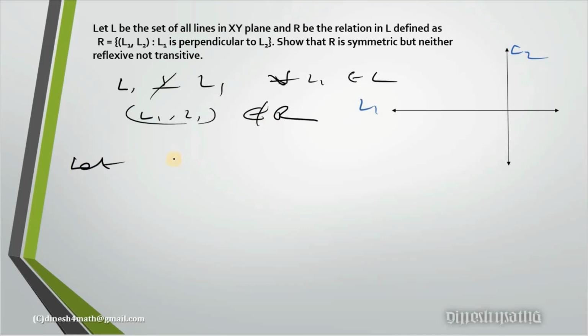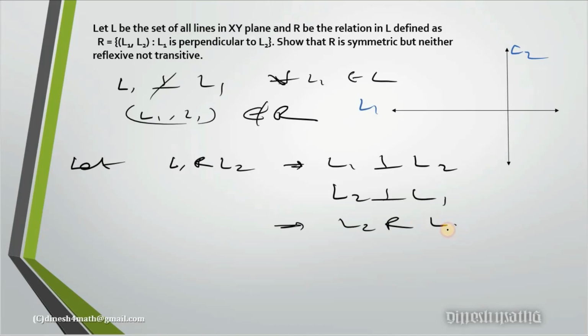Now let L1 be related to L2. So this means L1 is perpendicular to L2. Clearly L2 is perpendicular to L1. Look at the figure. So that says L2 is related to L1. Therefore R is a symmetric relation. So R is a symmetric relation.